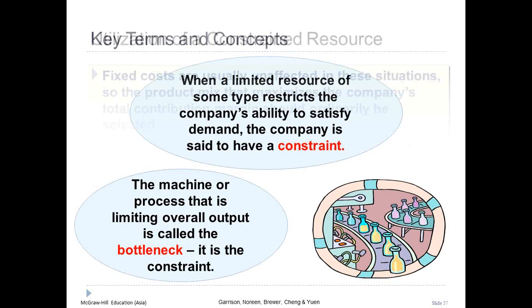Fixed costs are usually unaffected in these situations, so the product mix that maximizes the company's total contribution margin should ordinarily be selected. A company should not necessarily promote those products that have the highest unit contribution margin. Rather, total contribution margin will be maximized by promoting those products or accepting those orders that provide the highest contribution margin in relation to the constraining resource.